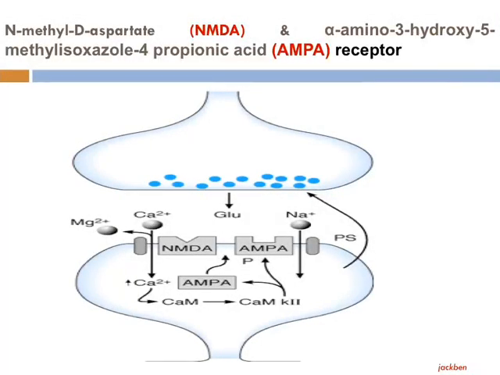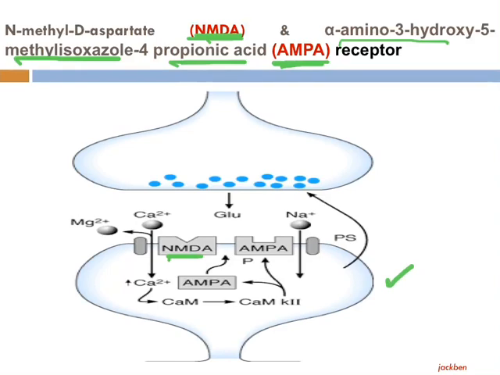and that postsynaptic neuron has the NMDA receptor. What is NMDA? N-methyl D-aspartate receptor. Accompanying the NMDA receptor, like this is the NMDA receptor, there is one more receptor, that is AMPA. A for alpha amino 3 hydroxy, M for 5 methyl isoxazole, and PA means propionic acid. So, these two types of receptors are located in the postsynaptic neuron.